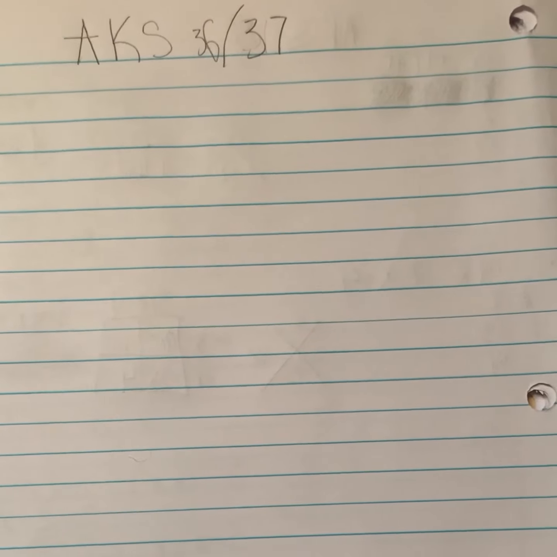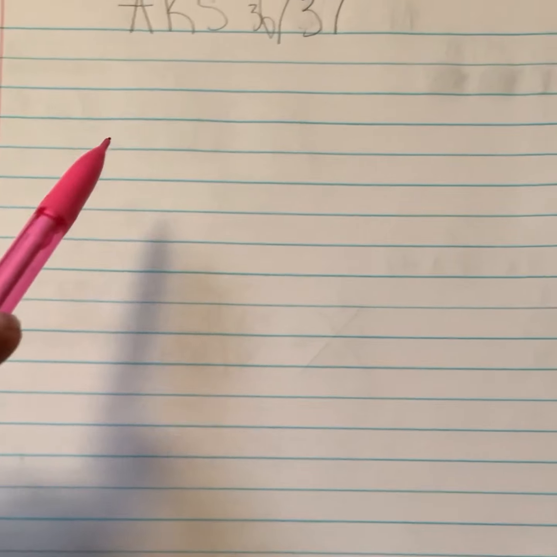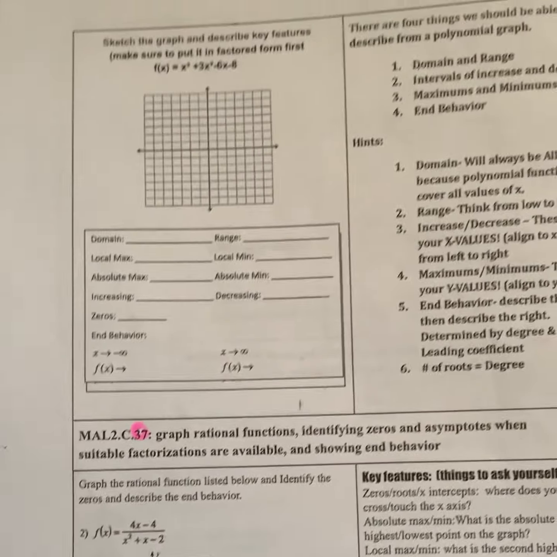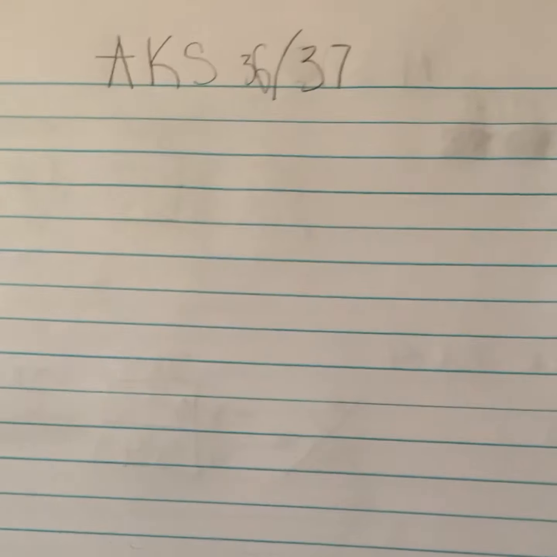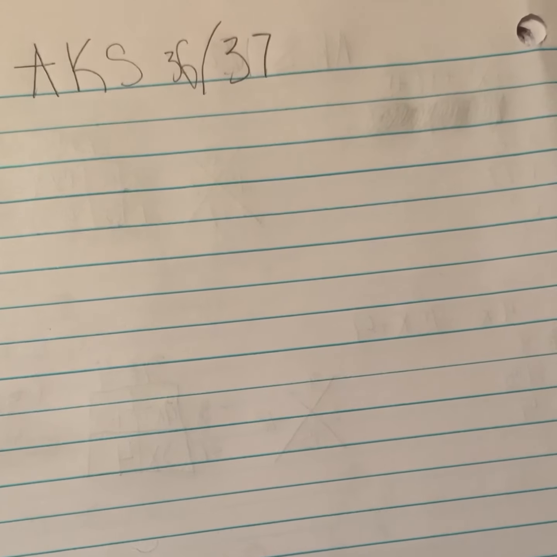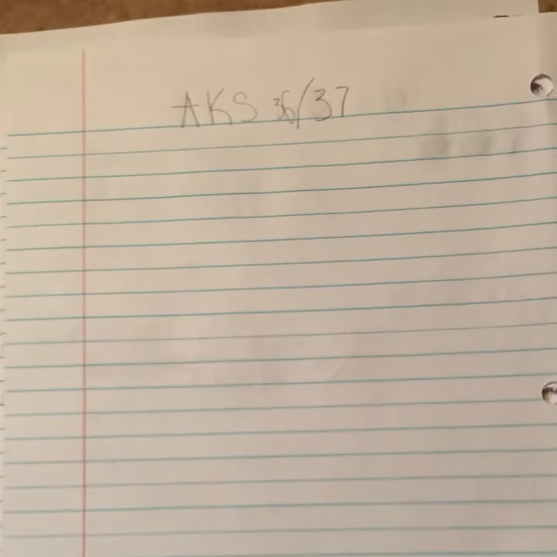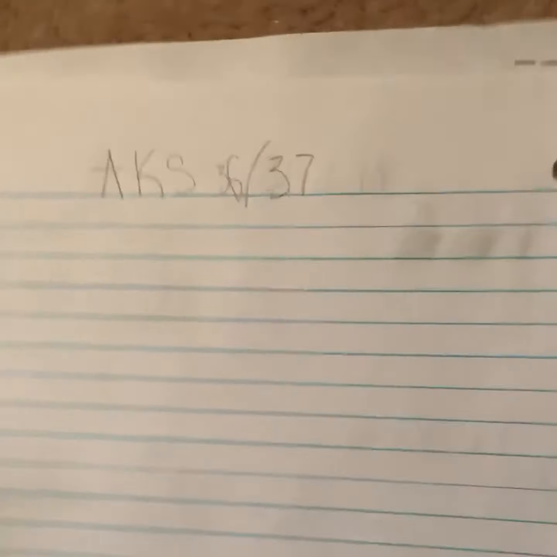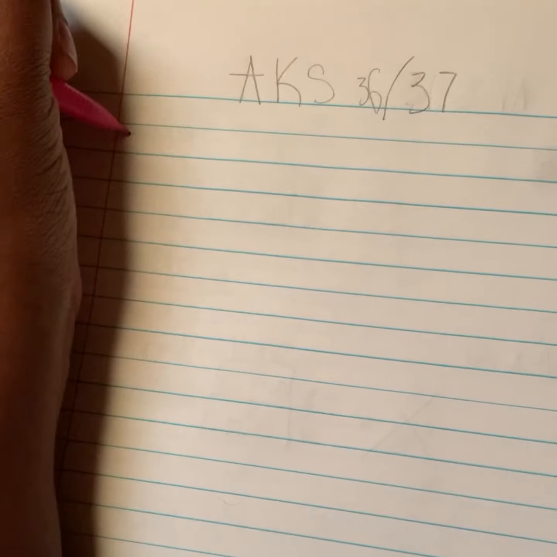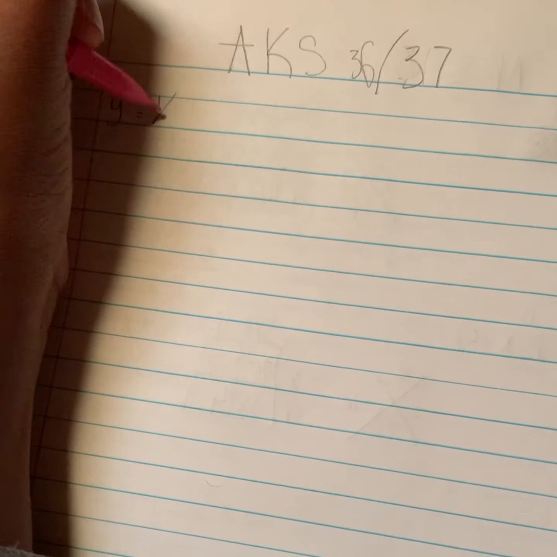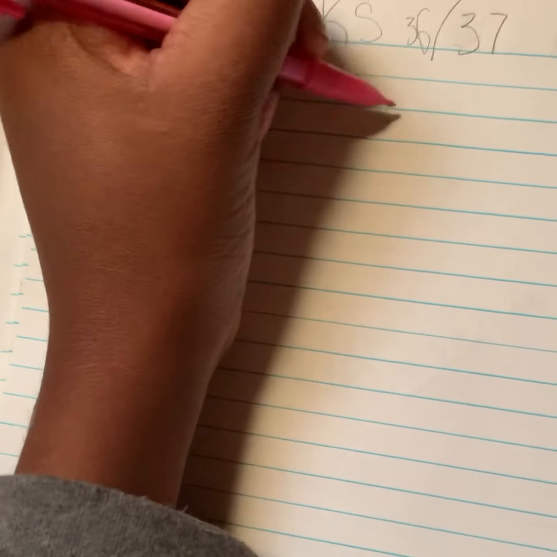So in this video, I'll be doing AKS 36 to 37 since they're basically the same thing. So AKS 36 to 37, graph rational functions, identifying zeros, and asymptotes when suitable, and factorization. Okay, so let's start with something simple. So y equals 1 over x, and let me draw my graph.